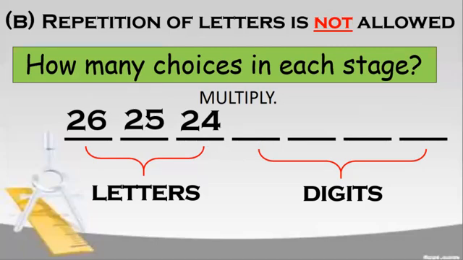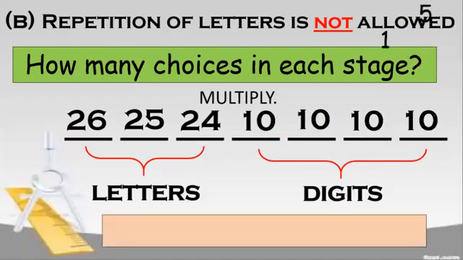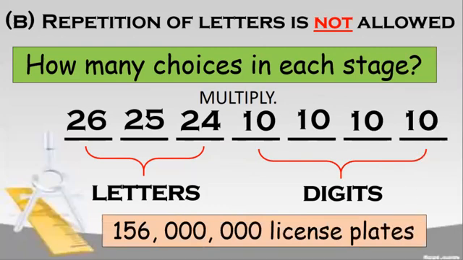Next naman po, for the digits, ganun pa rin po, we still have 10 digits. And ang binanggit lang naman po na bawal maulit ay letters, kaya po yung ating 4 remaining stages ay ganun pa rin po na 10, 10, 10, and 10. So after natin ma-identify yung number of choices per stage, i-multiply na po natin sila. So we have 26 times 25 times 24 times 10 times 10 times 10 times 10. The answer will be 156 million license plates.